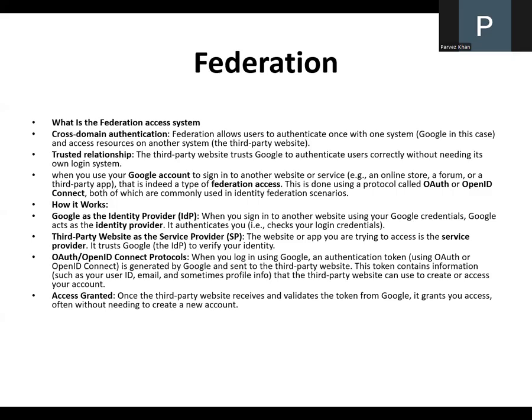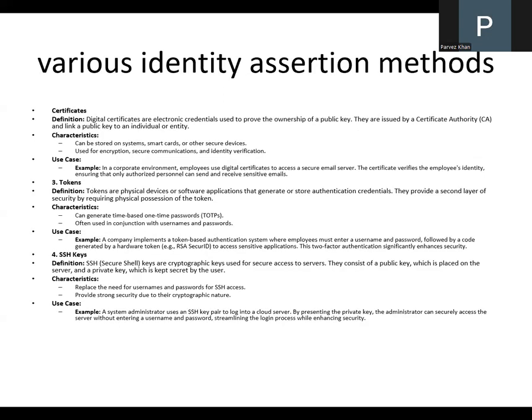So this is how it works: the identity provider authenticates your credentials and sends that authentication to the third-party application, and based on the trust mechanism of the OAuth or OpenID protocol, it gives you access. If it doesn't receive a valid authentication, it will not grant access. So there are various identity association methods available.